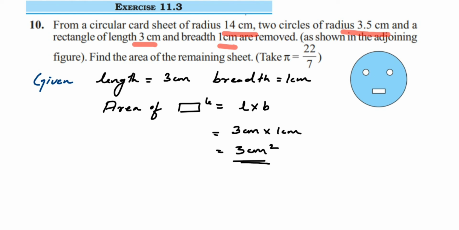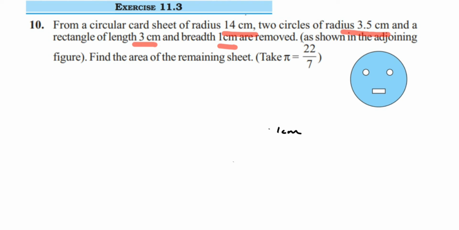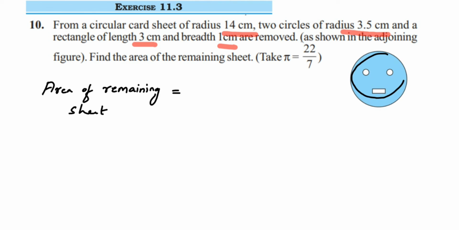Now let's substitute everything. I'm going to erase this part also once again. We're going to substitute the whole values now. Now we have to find out the area of remaining sheet. So area of remaining sheet will be equal to, first we have to take the area of the whole circle, that is the big circle. So area of circular sheet. From this sheet we have to subtract area of the small circle.